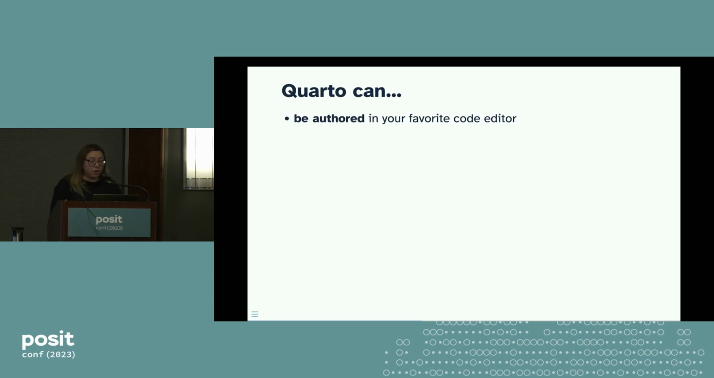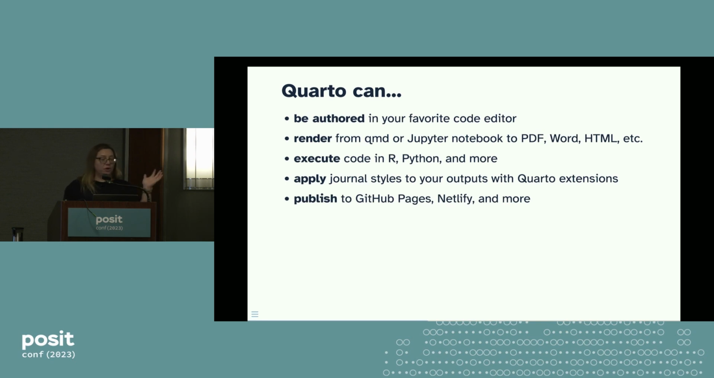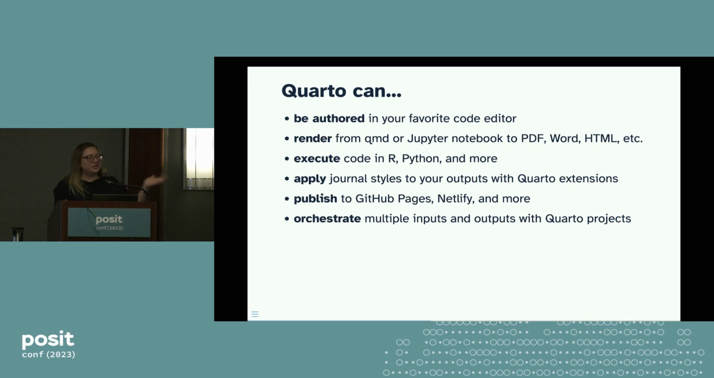So with Quarto, it can be authored in your favorite code editor, so you no longer need to convince your collaborators to change their home. You can render QMD files or Jupyter notebooks to a variety of outputs. You can execute code in R, Python, and more. You can apply journal style to your outputs with Quarto extensions and publish to a variety of venues, including GitHub Pages, Netlify, and more. Now, last year, I said all of these things at this conference, and over the year, I hope that many of you have tried these things.